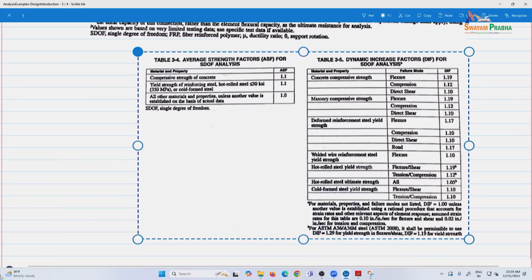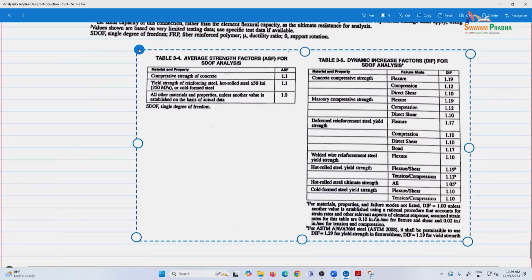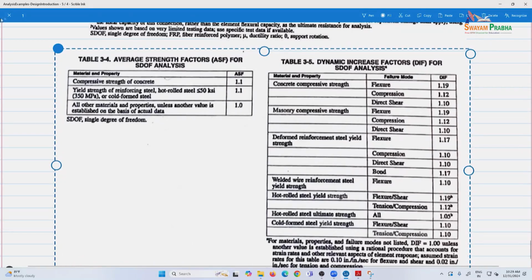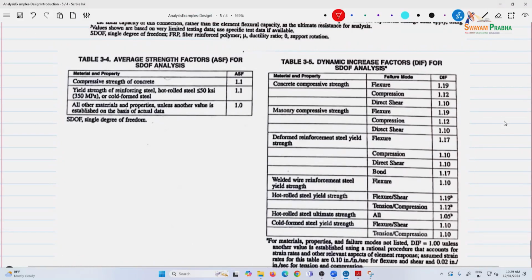Yeah, this is exactly what I was saying, again for information purposes. If you're going to keep these notes for a while, it's good to have all this information in one place. This gives you the various dynamic increase factors, like the 1.1 that I used for hot rolled steel yield strength in tension and compression. So you can use the SIFs and DIFs in this case.